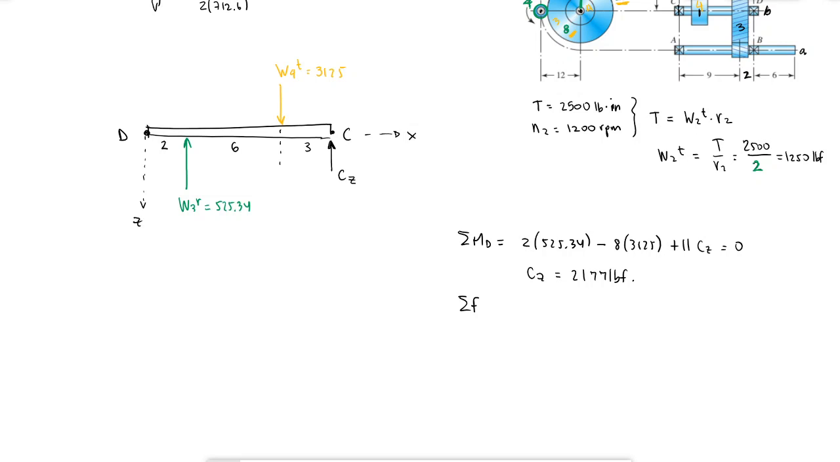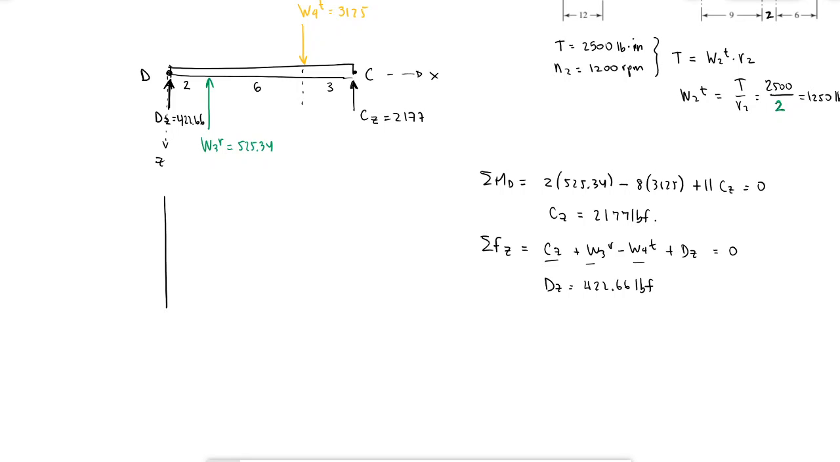And sum of forces in the Z direction, in this case, so this is 2177, I'm going to have CZ plus W3R minus W4T, and again I'm just going to assume that DZ is positive, and this has to be equal to 0. Since I have these three values, I solve for DZ, and this gives me 422.66 pounds force. Also positive. So here I have DZ equal to 422.66.